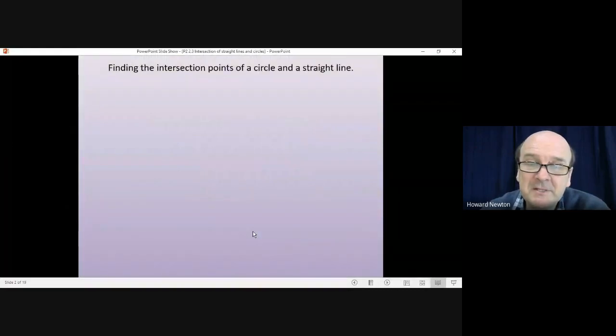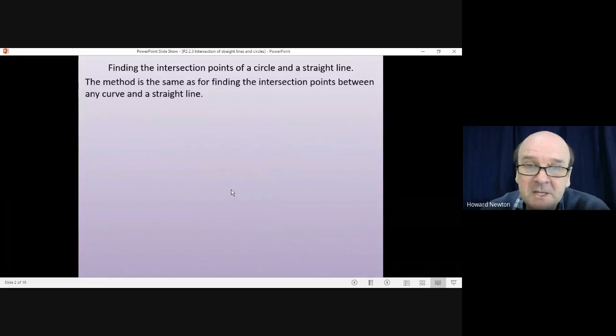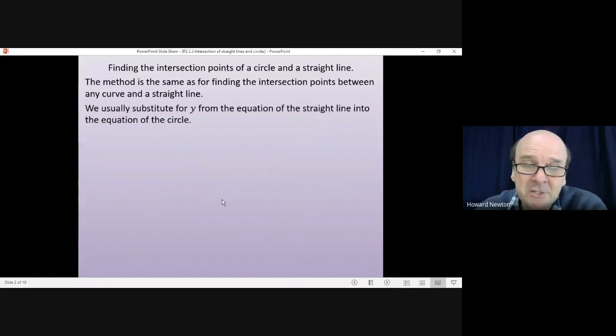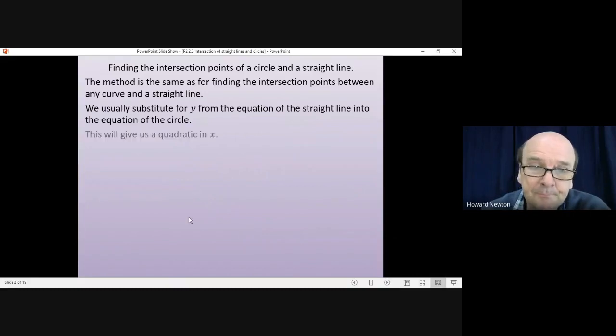So how do we find the intersection points of a circle and a straight line? Well, the method is exactly the same as for finding the intersection points between any curve and a straight line. Usually the best thing to do is to substitute for y from the equation of the straight line into the equation of the circle. When we do that, we'll end up with a quadratic in x.